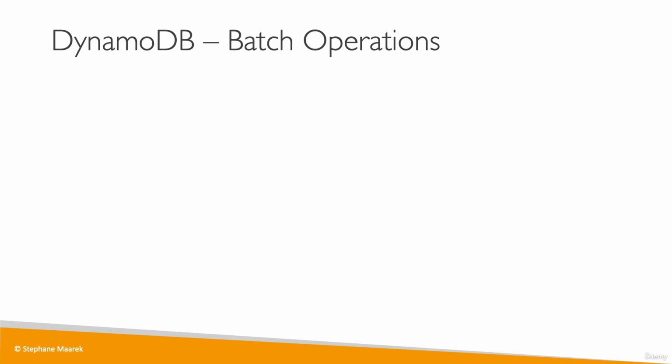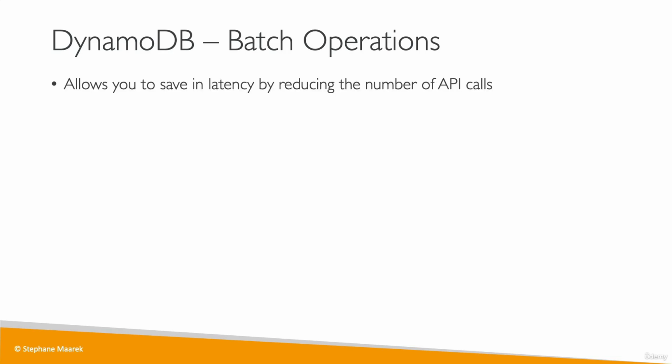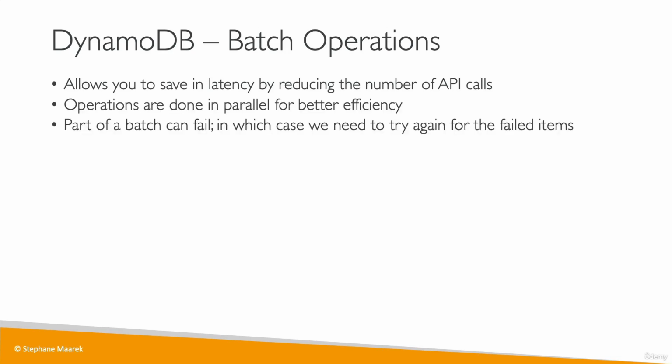And finally, because this is a very efficient database, you can batch operations by reducing the number of API calls you do. So these operations are done in parallel for better efficiency, and part of a batch can fail, in which case you need to try again for the failed items.